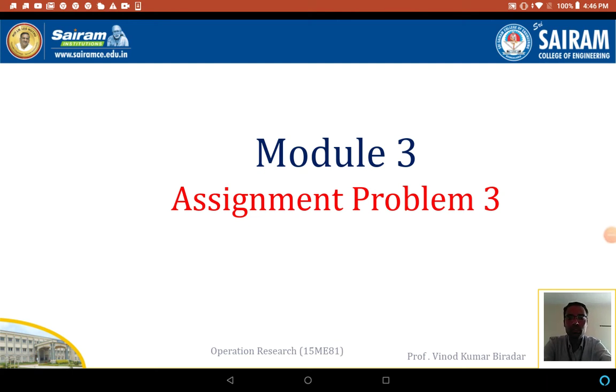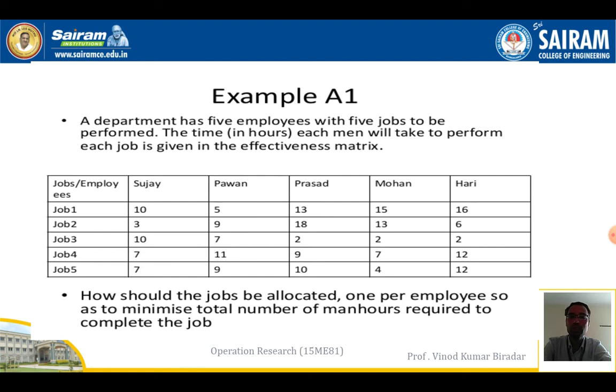Today we will discuss the third assignment problem, which we are going to solve by the Hungarian method. The question is given like this: a department has five employees with five jobs to be performed. Five jobs are there, five employees are there, and to each job you are assigning one person.